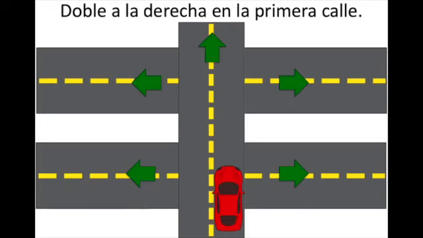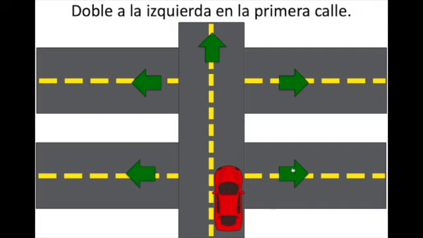Next we see doble a la derecha en la primera calle. Turn to the right again, doble a la derecha en la primera calle, at the first street. You can see that's here. Next we see doble a la izquierda en la primera calle. So turn to the left this time, doble a la izquierda en la primera calle, at the first street.